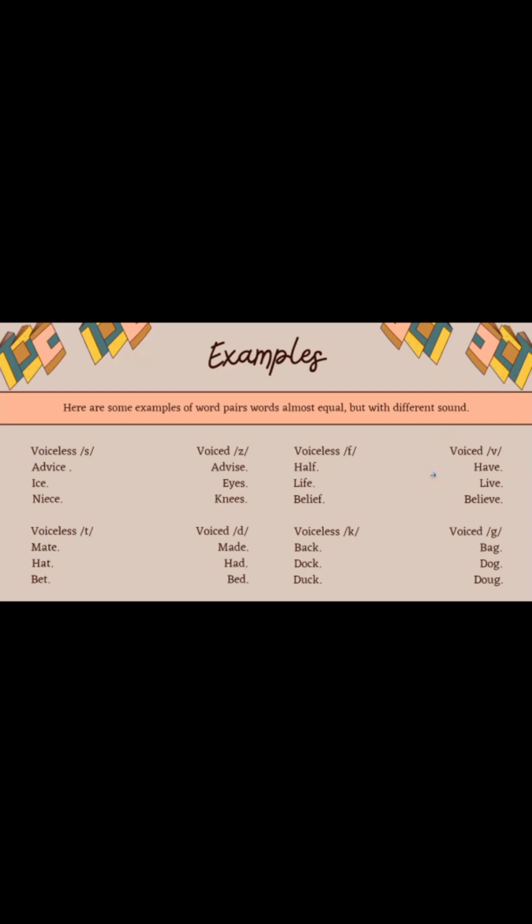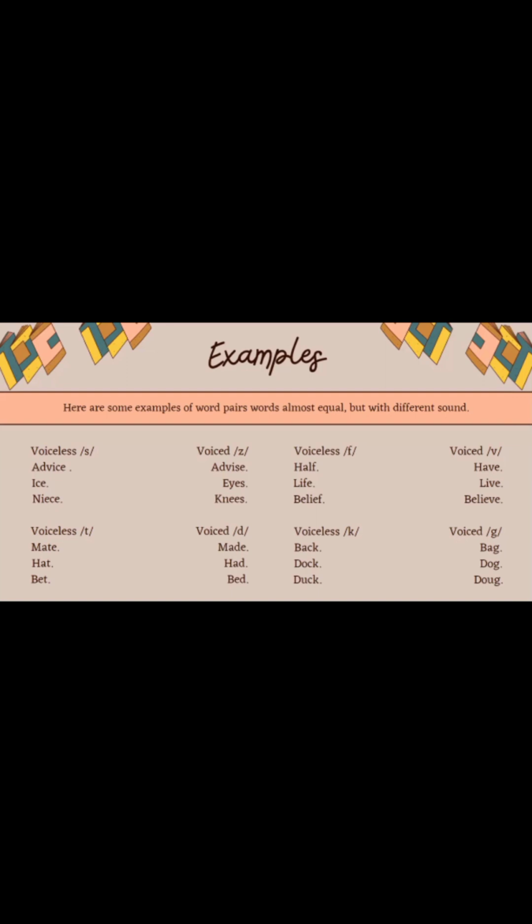So the next, voiceless t and voiced d. For example, mat and made, hat and had, bat and bad. The next, voiceless f and voiced v. For example, half and halve, life and live, believe and belief.